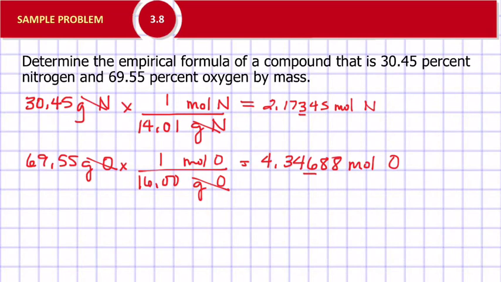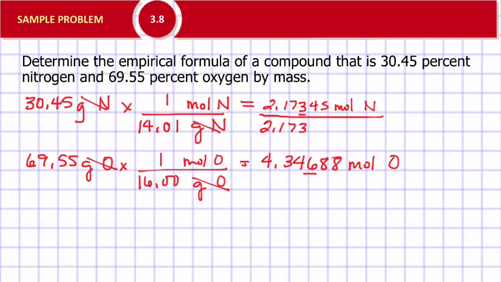So I could write a formula, N 2.17345, O 4.34688. But that's weird, huh? Because you can't have 2.173 atoms of nitrogen in a molecule. We need whole numbers. And the way we're going to get whole numbers is we're going to find ratios. Okay? So we're going to take one and divide by the other. Well, we want whole numbers. We don't want more fractions. So we want to do this in a way that all of our ratios are 1 or larger. And the way to do that is you pick the smallest one. So I'm going to pick this number because 2 is smaller than 4. And I'm going to divide both of these by the smallest.